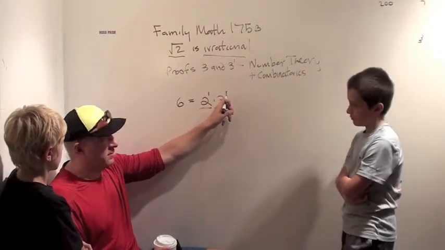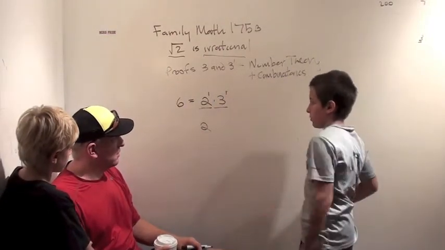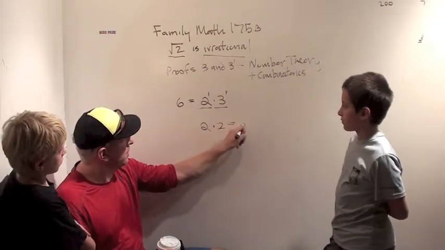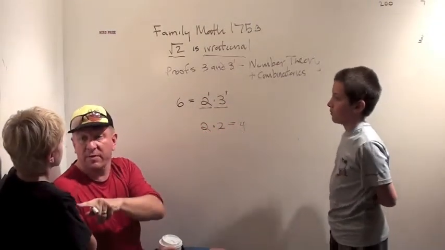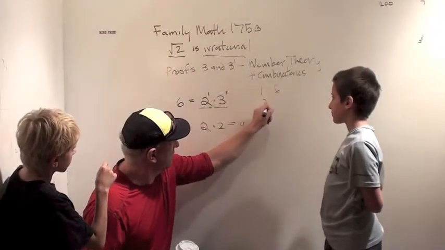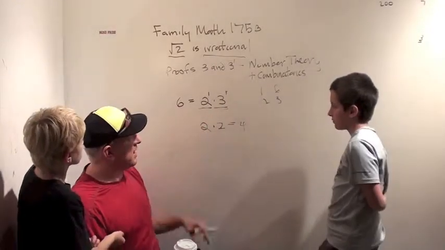And for my factors of 3, what am I going to pick? No 3's or one 3. So I have 4 factors of 6. And what are the factors of 6? They're 1 and 6, 2 and 3. So sure enough, I get 4. And I can do it from the prime factors.